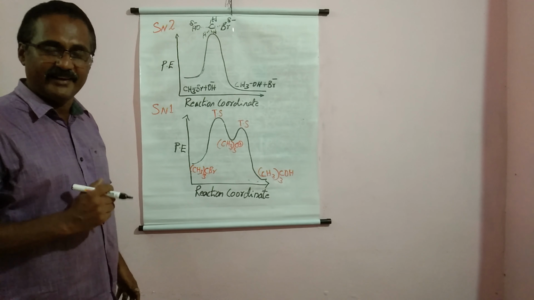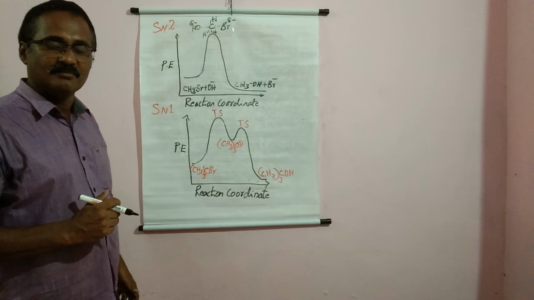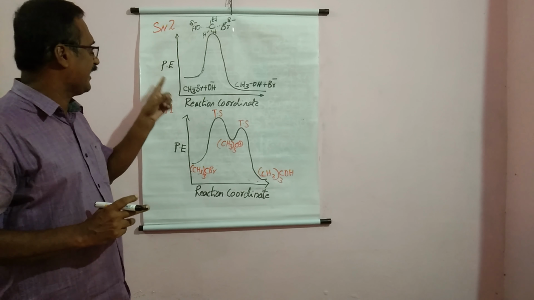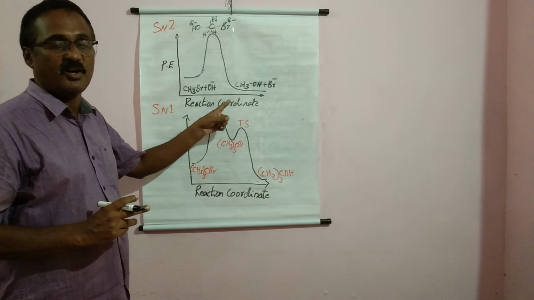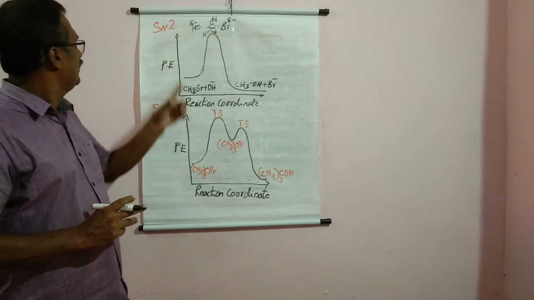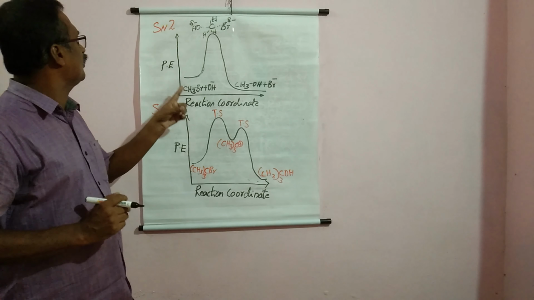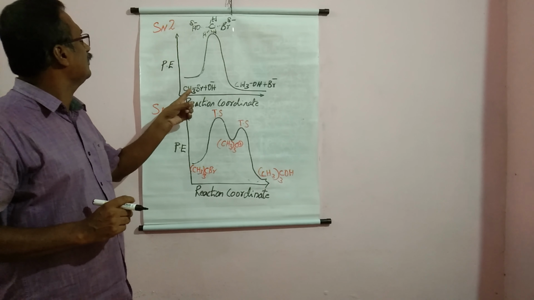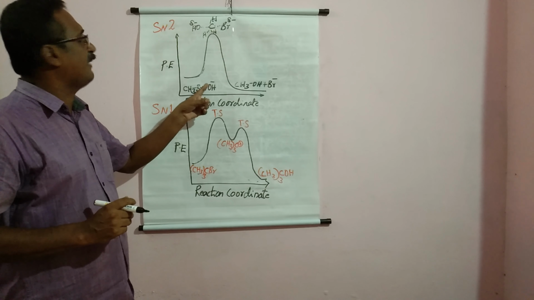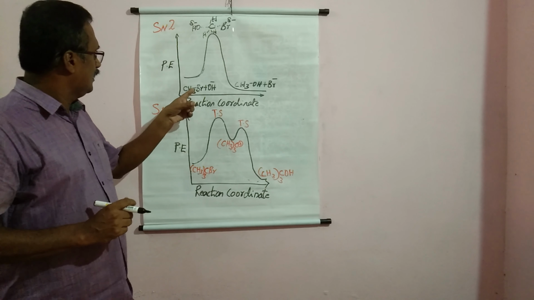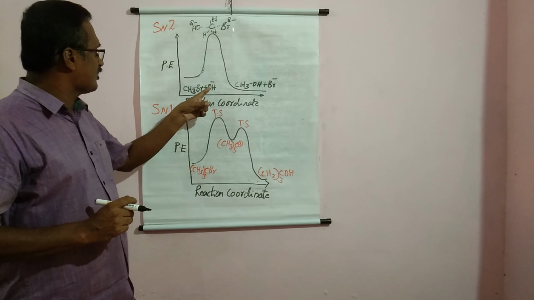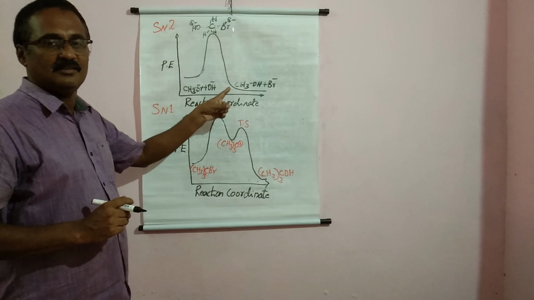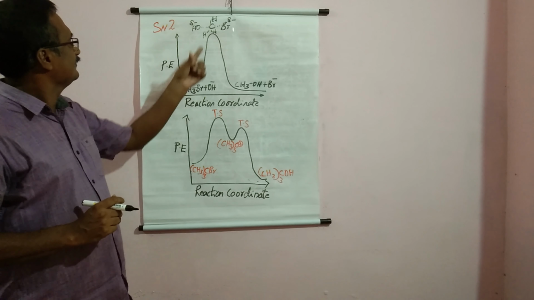What is an energy profile diagram? Energy profile diagram is the plot of potential energy or free energy against reaction coordinate or progress of the reaction. In the energy profile diagram of SN2 reaction, let us take the reaction between methyl bromide and OH- ion. The methyl bromide and OH- ion are the reactants. It is a one-stage process.